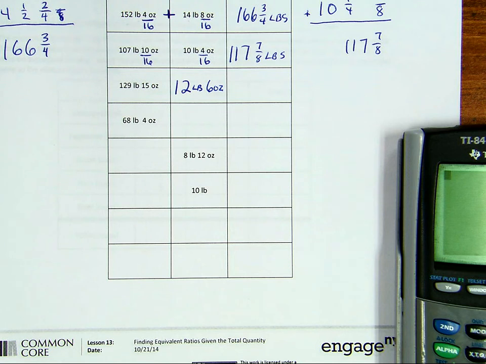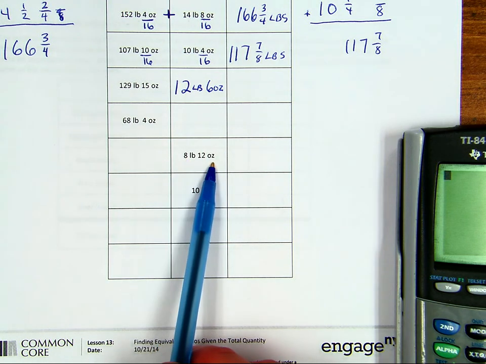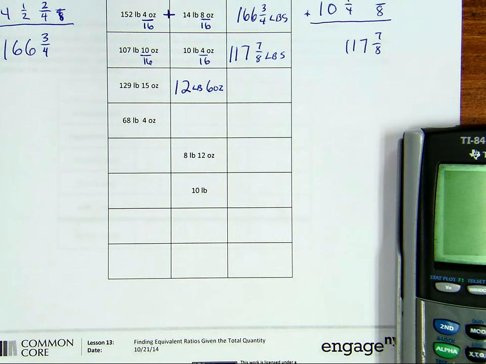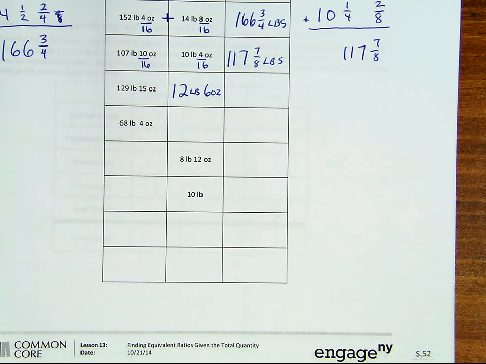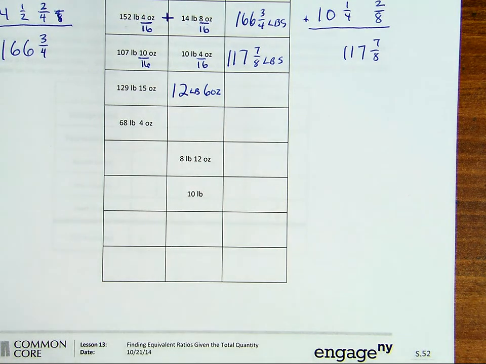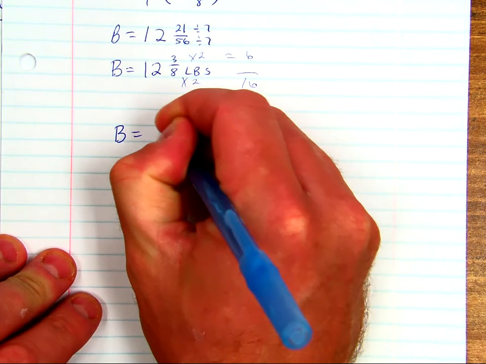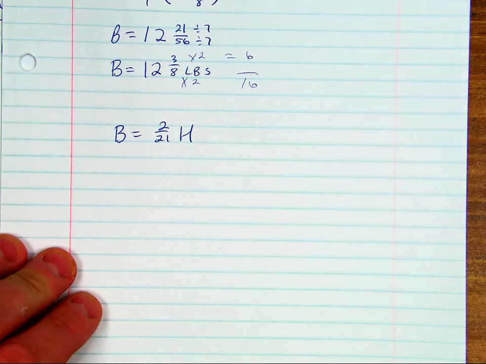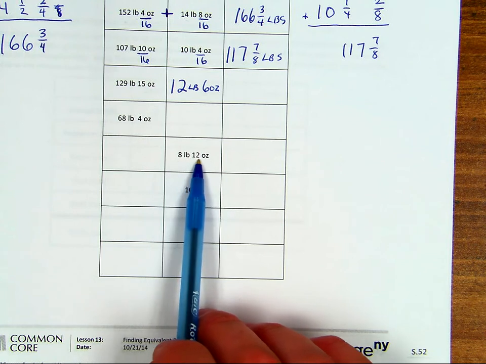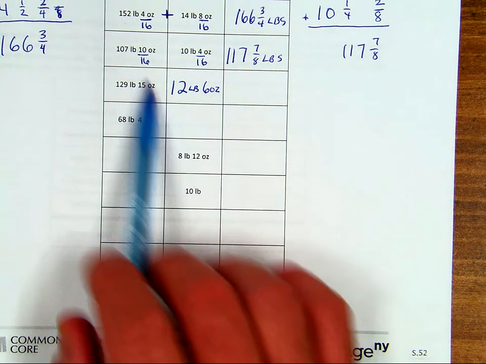Now what I'm going to do is the 8 pounds, 12 ounces with you. And then you're going to finish the rest for homework. The equation that we're going to use again. Now this time, where am I going to substitute the 8 pounds, 12 ounces? For H or for B? B. For B.